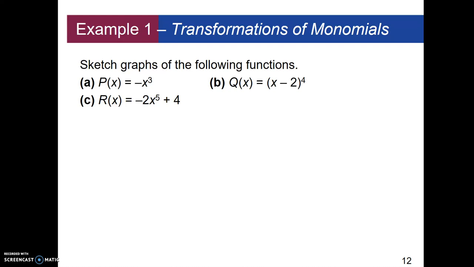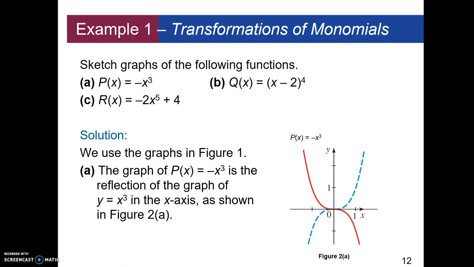How about b, q of x? We have x minus 2 raised to the fourth. So that's going to be the same as the x to the fourth graph, but shifted 2 units to the right. And then the minus 2x to the fifth, well, we're going to have a reflection of x to the fifth. It's going to be stretched out a bit and then translated up 4.